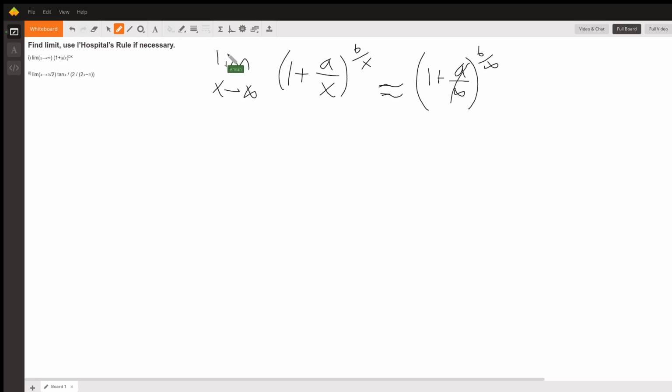So this is going to give you 0 here, and that's going to give you 0 there. So it equals basically 1 to the 0, which equals 1. So that should be your answer.